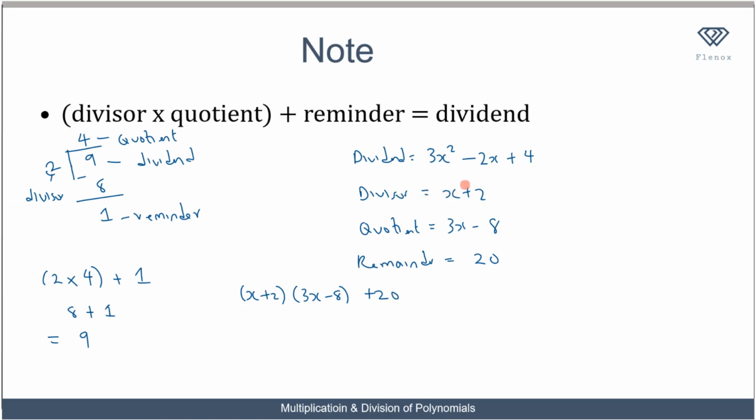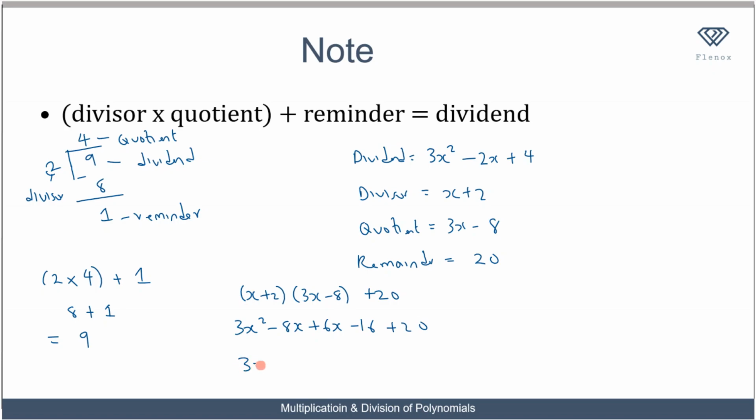the dividend. So we can try and check that out to see if it is equal to the dividend. We expand: x times 3x gives me 3x squared, x times minus 8 gives me minus 8x, 2 times 3x gives me plus 6x, and 2 times minus 8 gives me minus 16. Then we have plus 20.